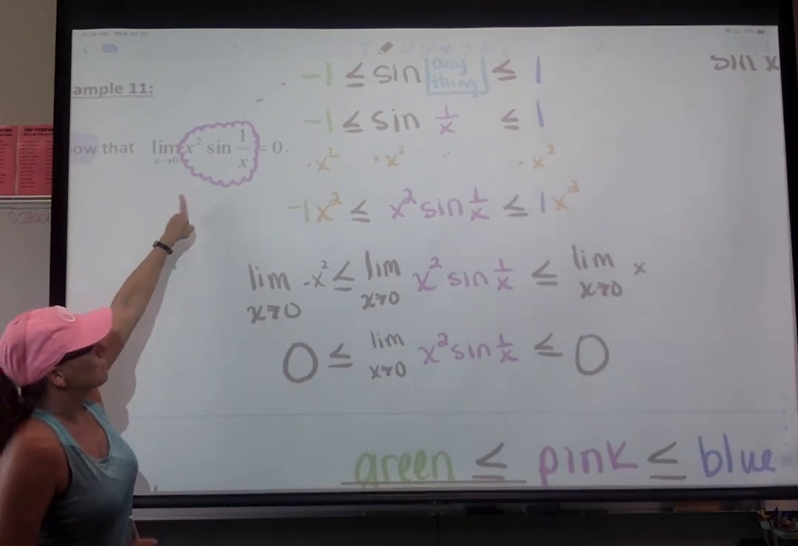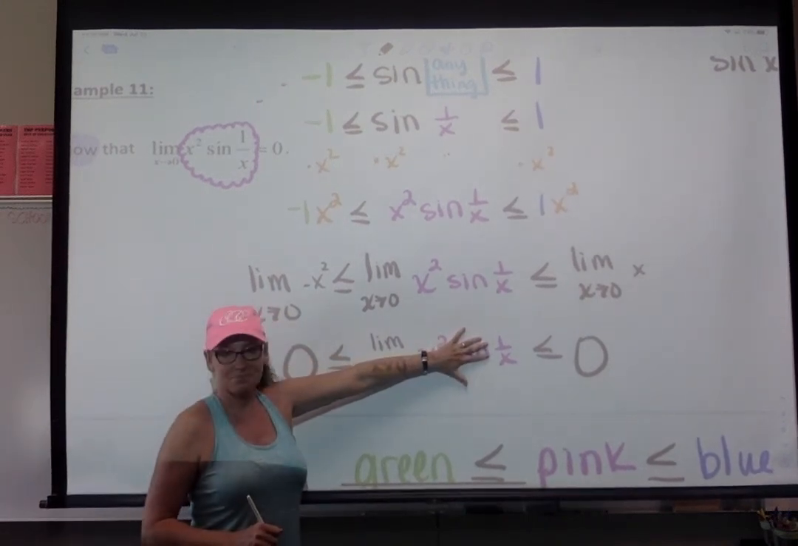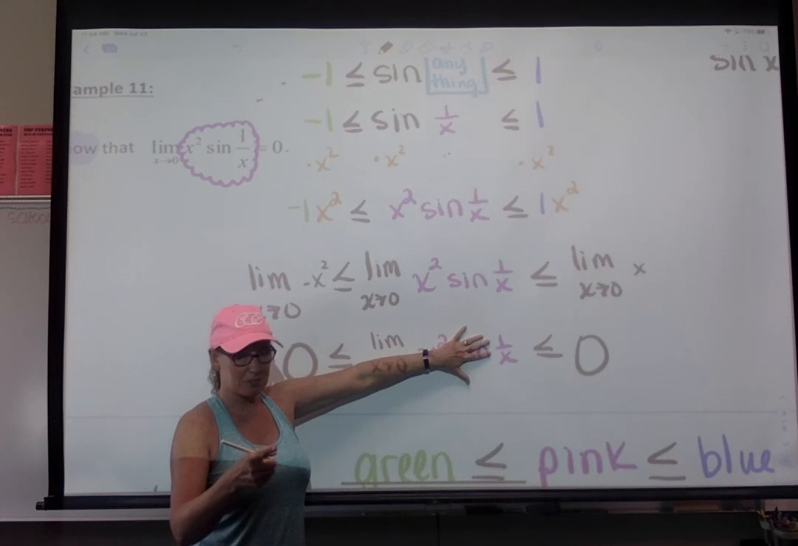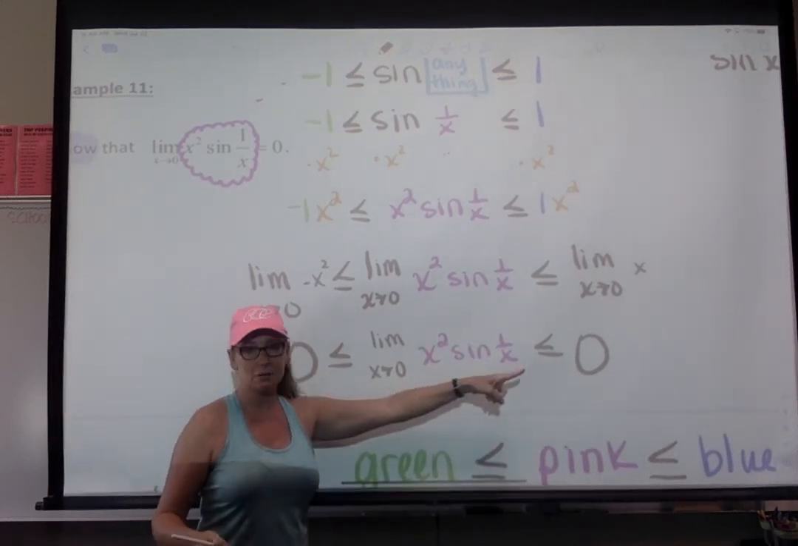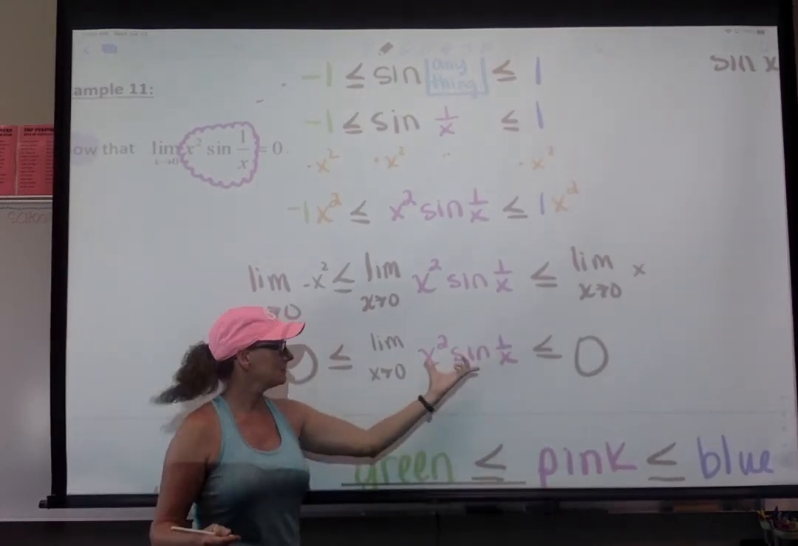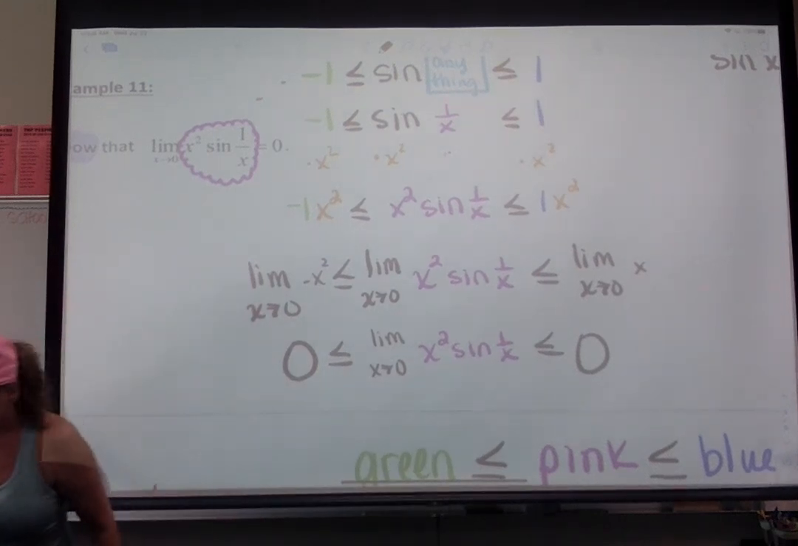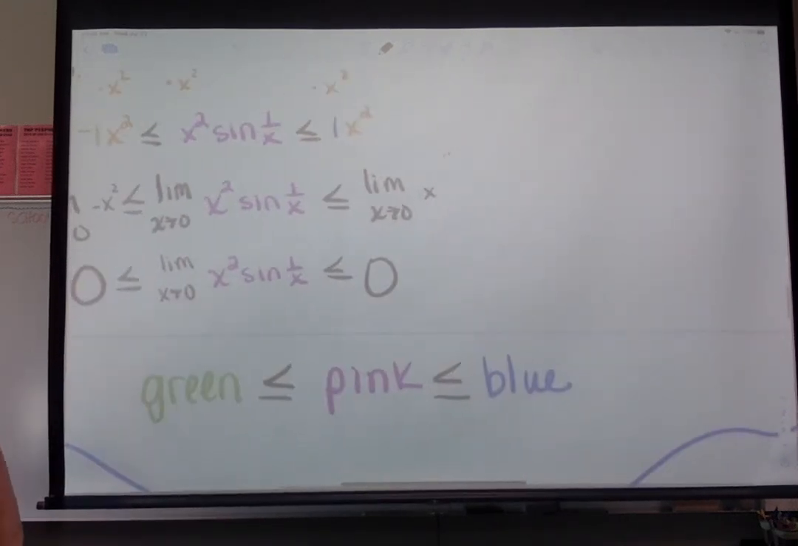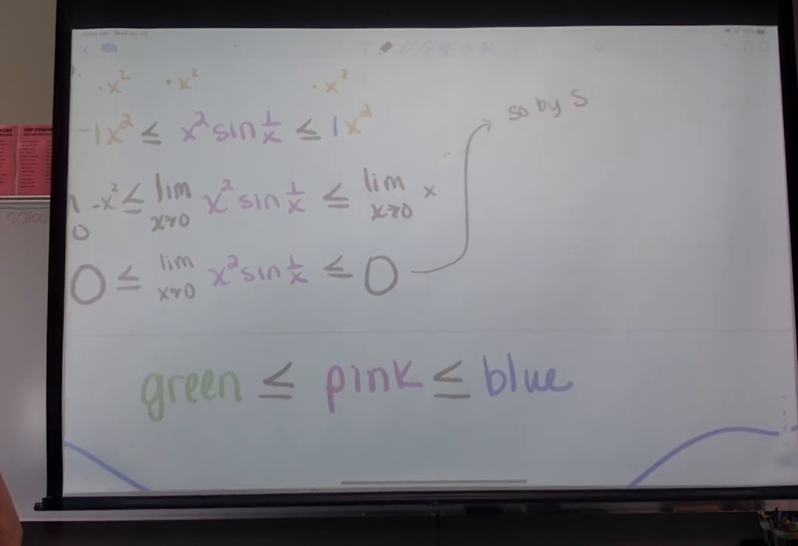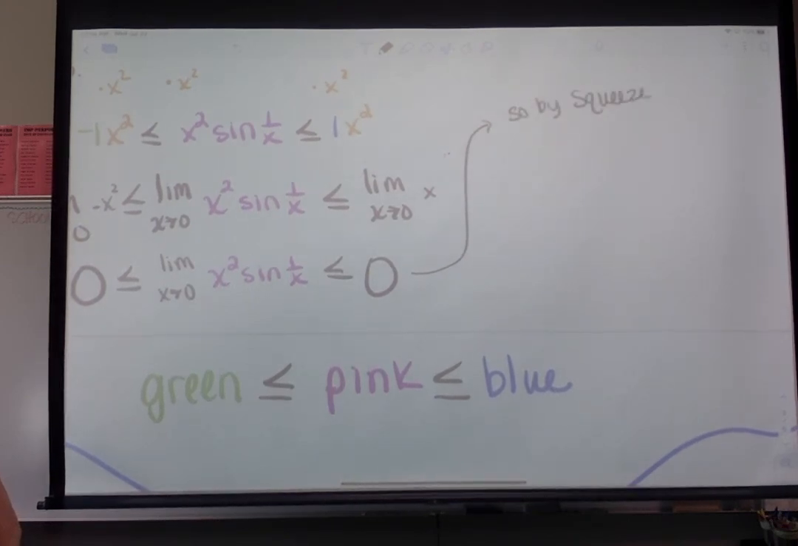This limit that we were originally asked about is trapped between 0 and 0. Guess what the answer to it is? 0. So to finish up my proof, I would say, so by the squeeze theorem, the limit as x approaches 0 of x squared sine of 1 over x is equal to 0.